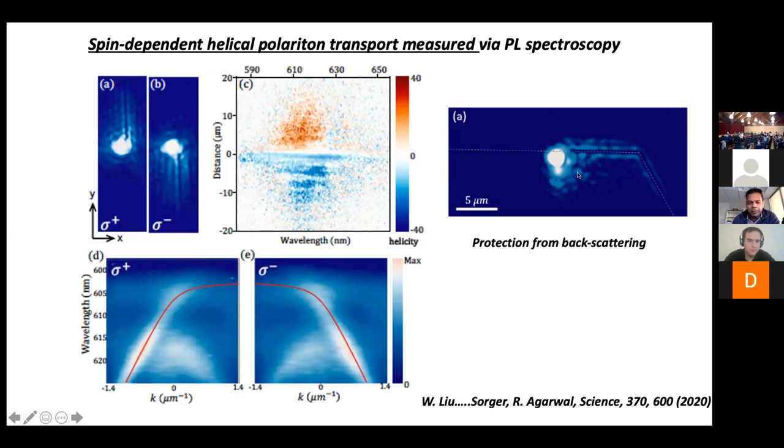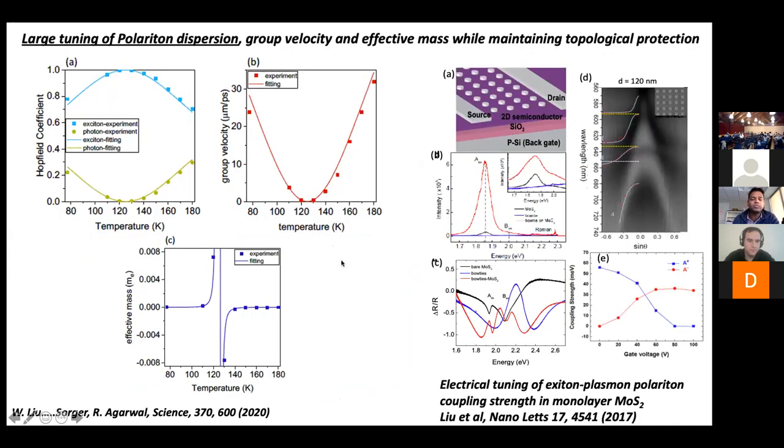And since these are topologically protected systems, what happens if we make a sharp bend? What we found was indeed these polaritons can navigate these very sharp bends in the waveguide without any observable significant backscattering, or at least we cannot measure the backscattering. So what we have is a very nice new phase of optical matter, which we call helical because the transport is dependent on the helicity of light.